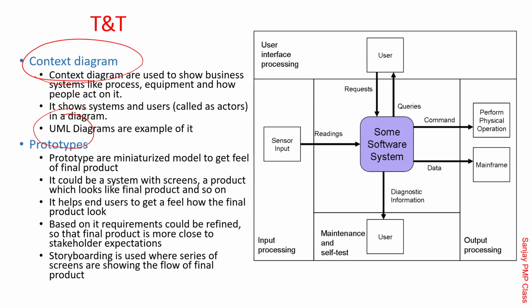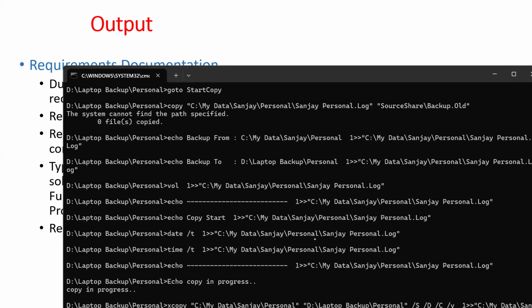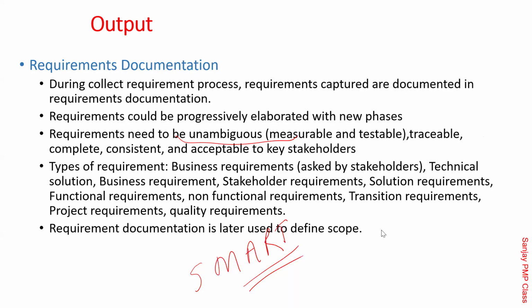Prototypes I don't think need an explanation. It's a small miniature thing which gives a good feel of how it is going to look finally. Then comes requirement documentation, which is the output, a list of all the requirements. They should be unambiguous, measurable, testable, traceable. There is also something called SMART requirements, have you heard this word? Specific, Measurable, Achievable, and R stands for, I think, Realistic.